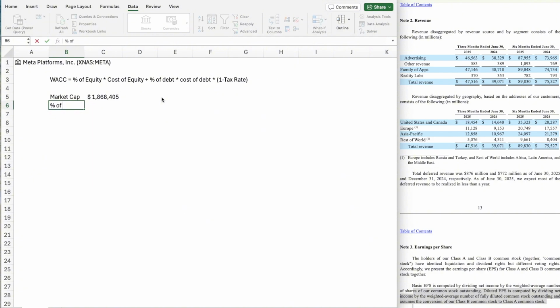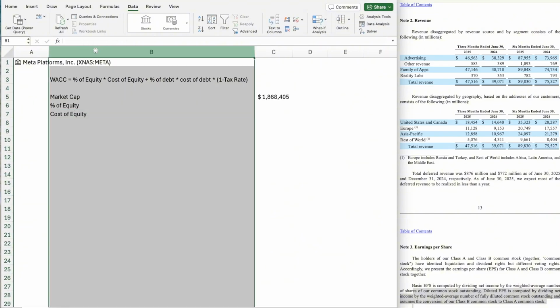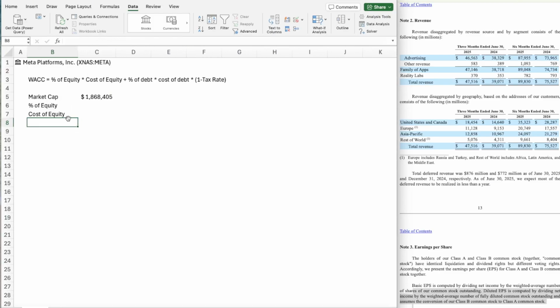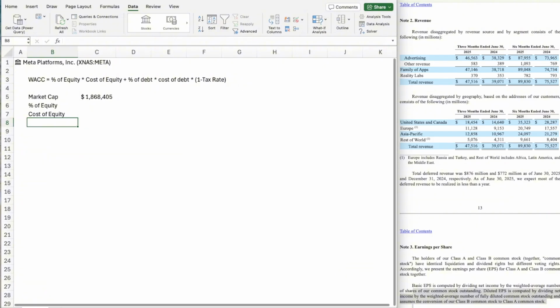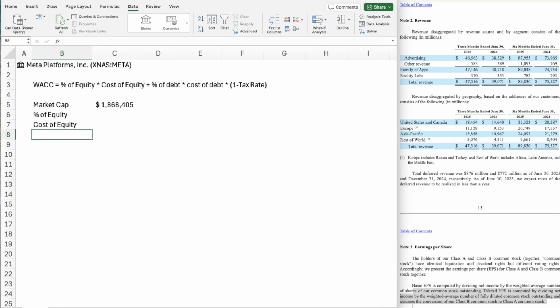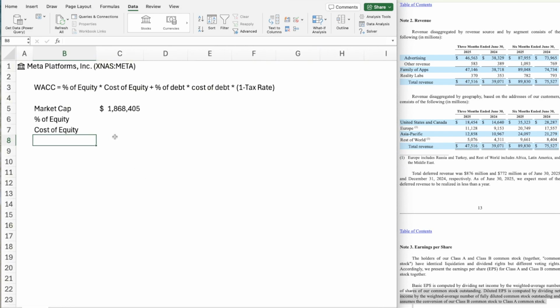The next thing we need is the percentage of equity, then the cost of equity. Let's make B a bit bigger, and A can go a bit smaller. I can zoom in as well because we don't need that many lines. Hopefully this is visible on whatever device you're using to watch this.